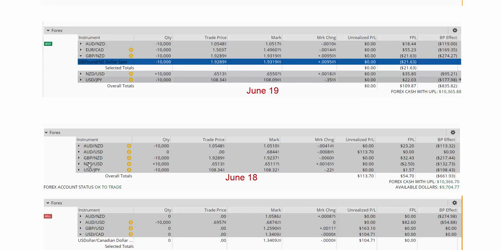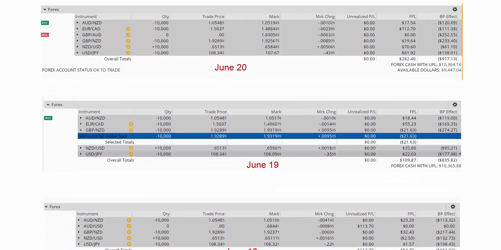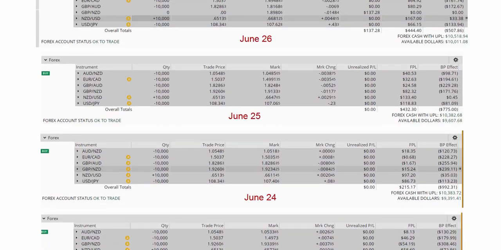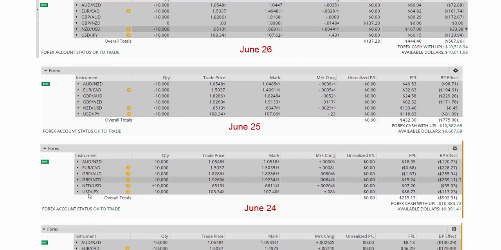Now, personally, I like NZD USD because I can buy this in terms of a futures contract. And notice when it was put on here and posted, it was down by $2.50. That happens. Now, let's take a look at what happens over time. As we come up to here to June 24th, for example, we can see NZD USD is up 97 bucks. GBP NZD is up 15 bucks, and AUD NZD is up 18 bucks.